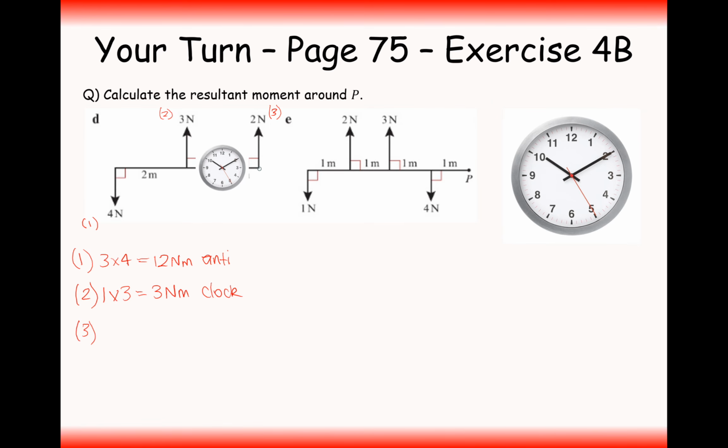And for force number 3, it's going to be a calculation of 1 times 2, which is 2 Newton meters. And bringing back that clock, it's going to be going in the upward direction on the right-hand side of the clock, which would take it in the anti-clockwise direction. So we can clearly see here we've got 14 Newton meters going anti-clockwise, 3 Newton meters going clockwise. So our total moment here, or resultant moment, is going to be 11 Newton meters in the anti-clockwise direction.